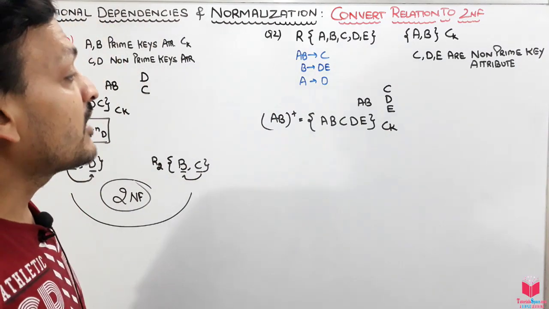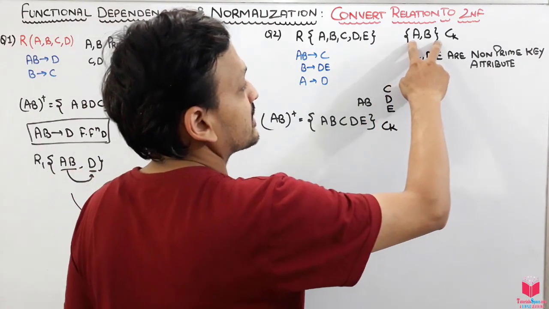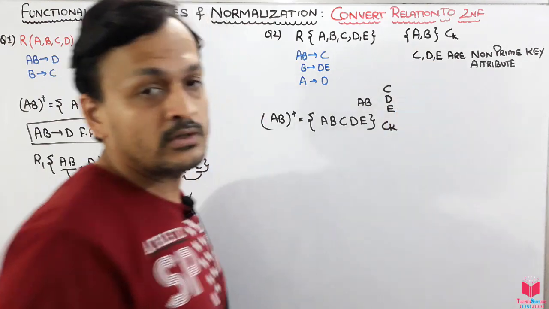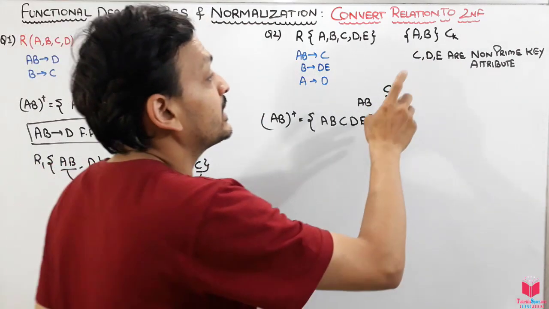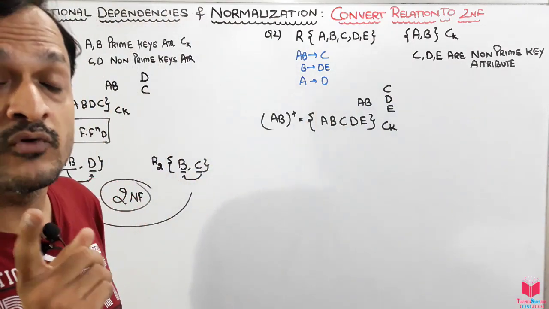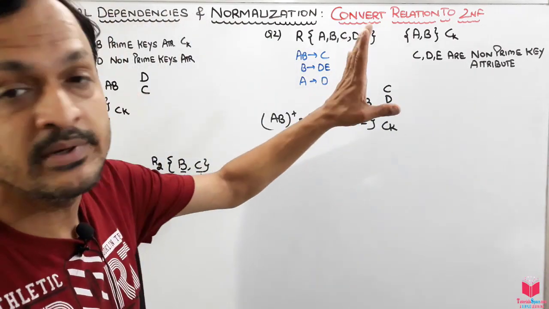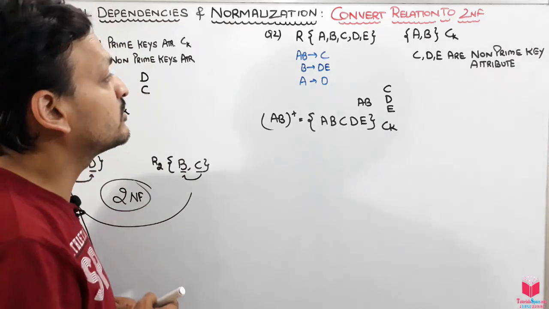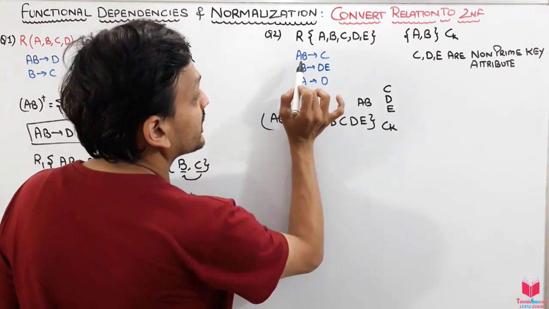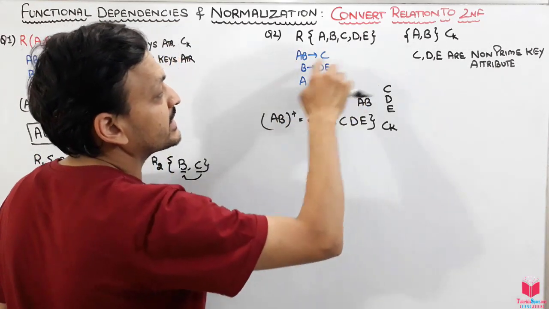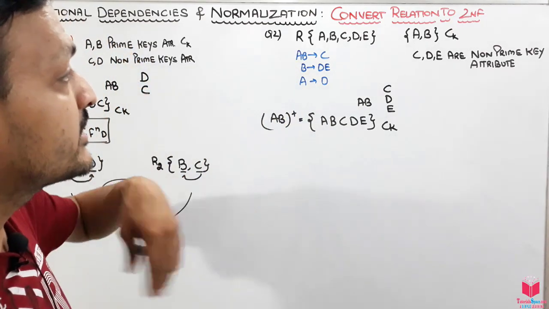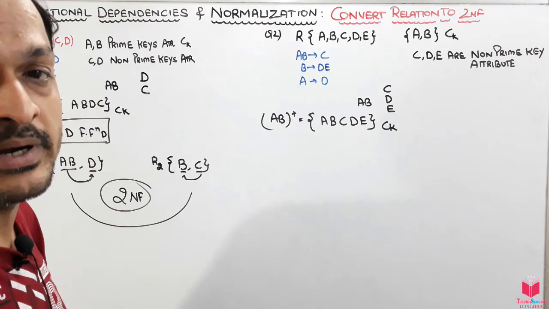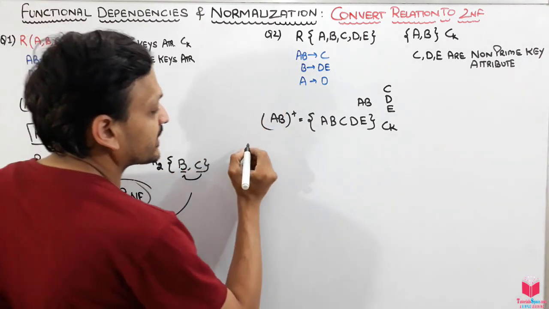Okay, so after that we have seen that this is the candidate key and these are the non-prime key attributes. That means C, D, E should be fully functionally dependent upon A, B combined. Let's see which combination gives you that. Only C is fully functionally dependent upon A, B, but the other attributes are not fully functionally dependent. So we will decompose in such a manner.